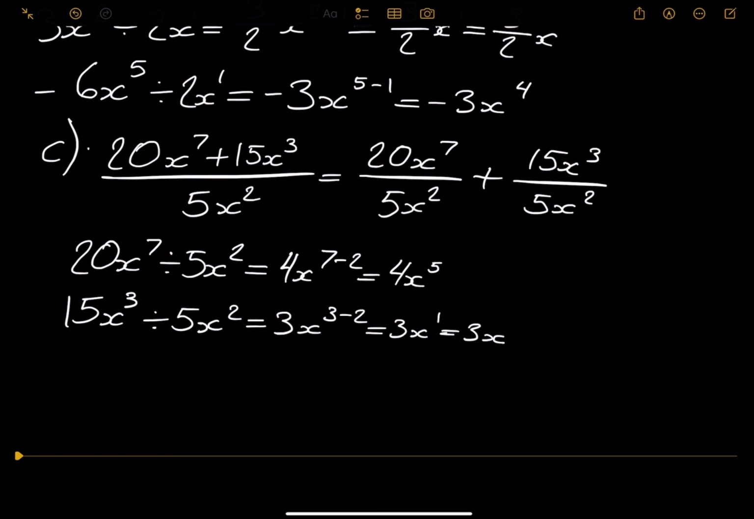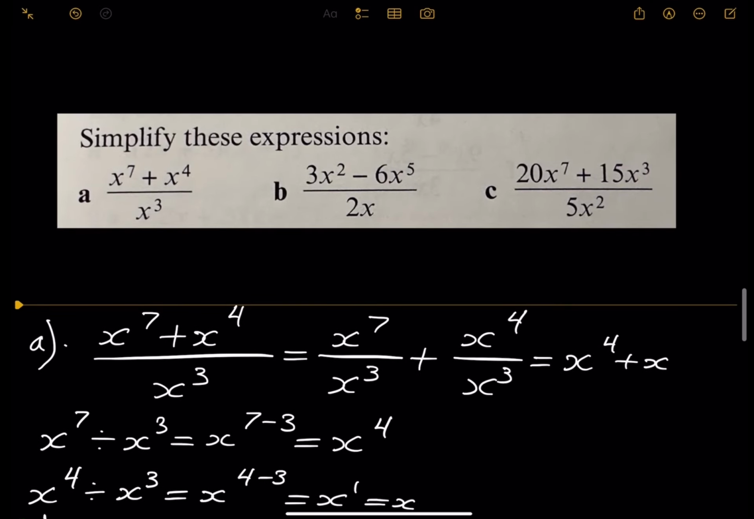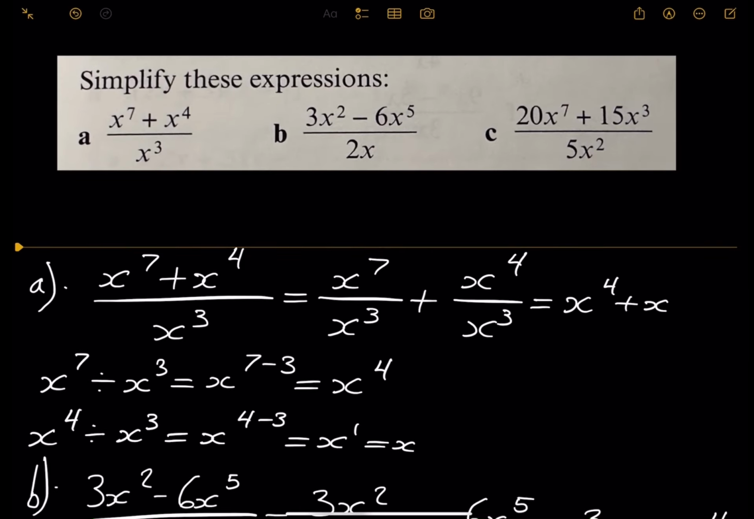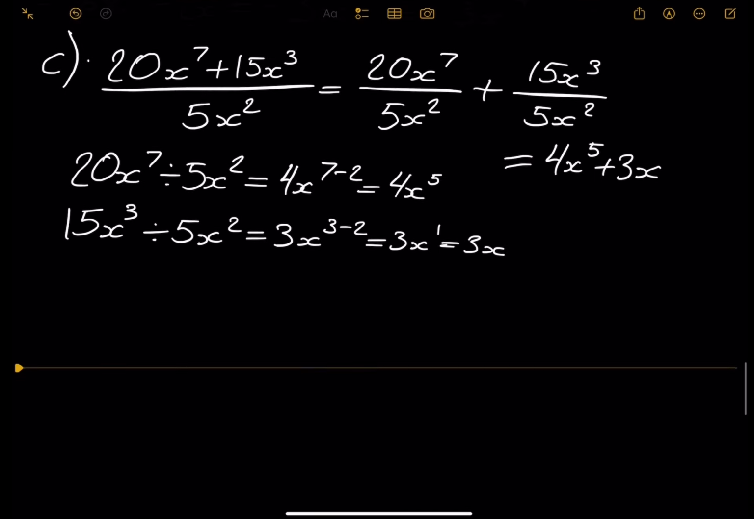So this thing fully simplifies to 4x raised to the power 5 plus 3x. Okay, so we've now finished the examples pertaining to the division index law.